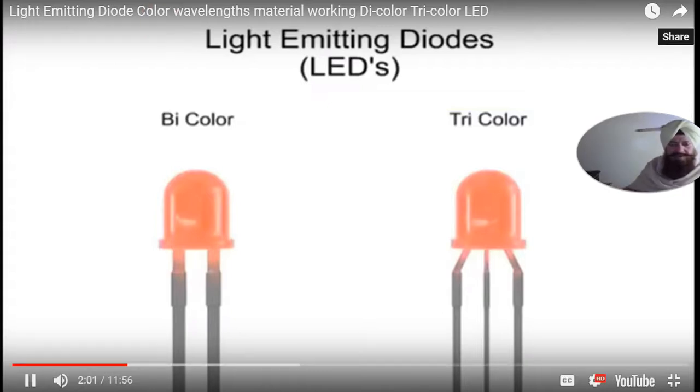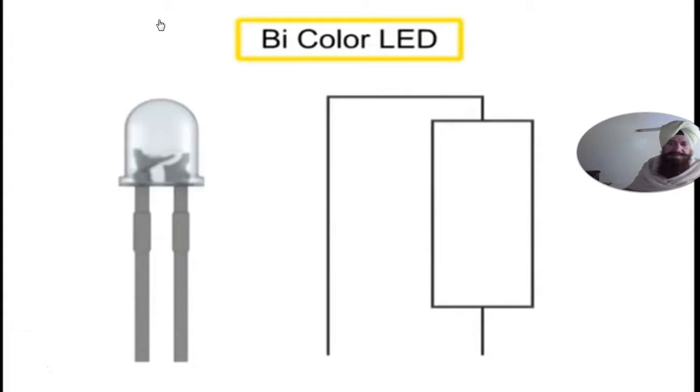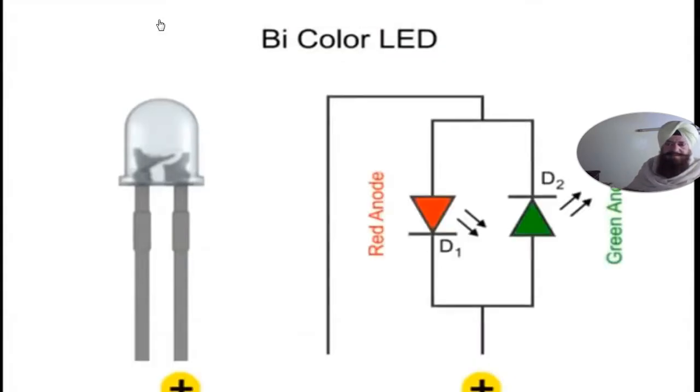A red light, both are giving red light. Both are giving the green light. Now only the third one is giving the yellow light. So the third one is the tricolor, and the left one is the bicolor. Okay, so this is now the bicolor LED.